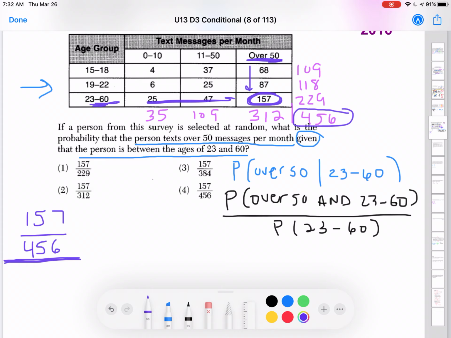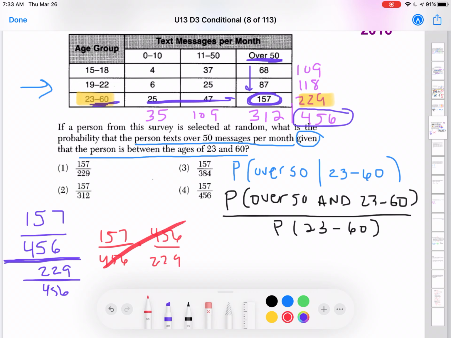Then a big fraction bar, and I'm looking for 23 to 60. So 456 is still my bottom. And how many are 23 to 60? I think I'll just use the highlighter now. I need the total, so that's 229. Here's my top and bottom again: 157 over 456 times 456 over 229. And it's nice because that goes away every time. And there's my answer, choice 1.